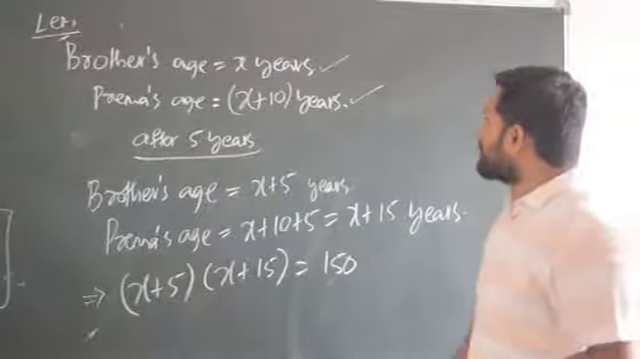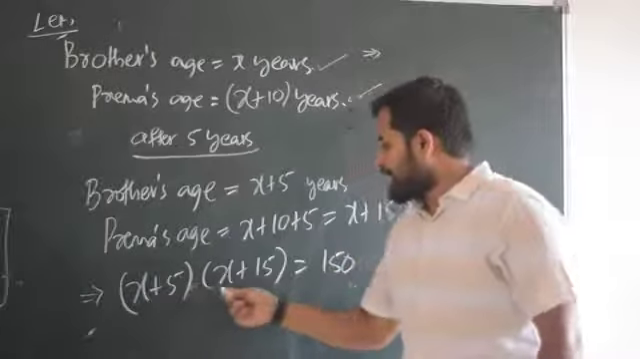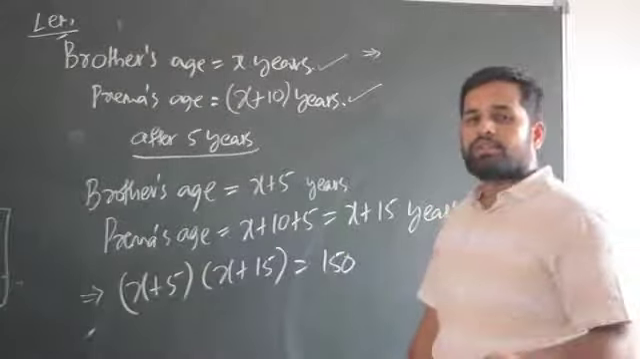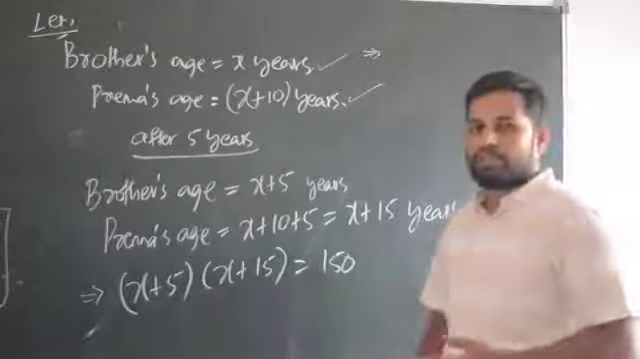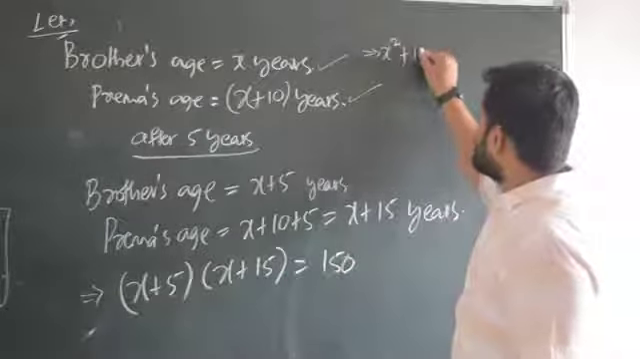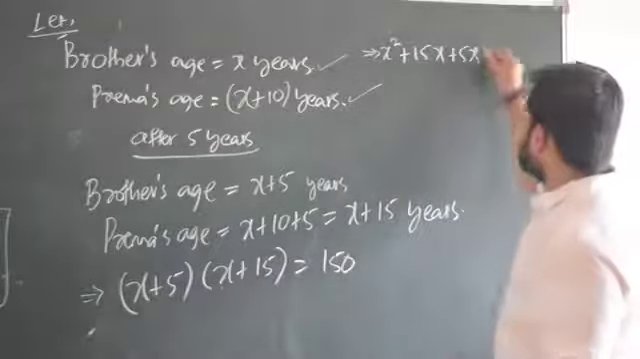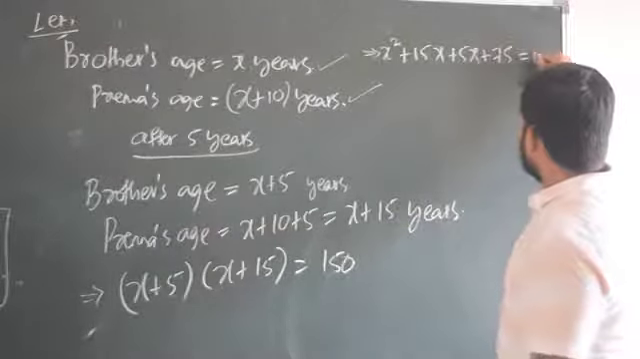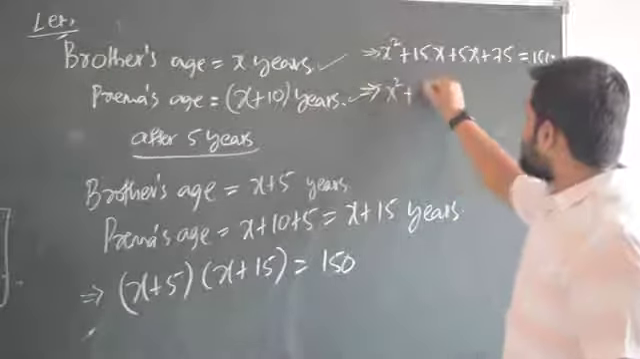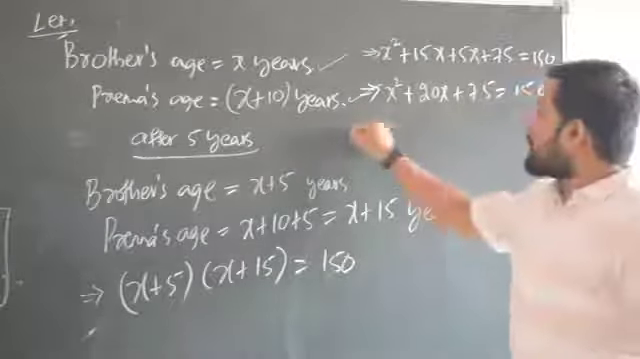Now easily you can handle this. Do you know how to solve these kinds of questions? It is in the form of x plus a into x plus b. Otherwise you can multiply x bracket x plus 15, plus 5 bracket x plus 15, very fundamental. If you have reached quadratic equations of 10th standard, you must have learned all these basic things. So x into x is x square. Then x into 15 is 15x. Then 5 into x is 5x. Then 5 into 15 is 75, equal to 150. Then I am going to have x square plus 15x plus 5x is 20x plus 75 is equal to 150. Now it is not looking like a quadratic equation in standard form.